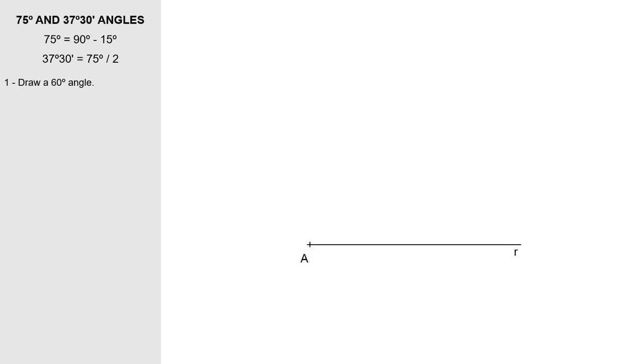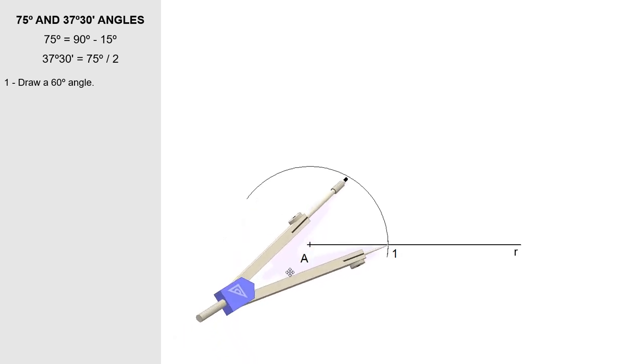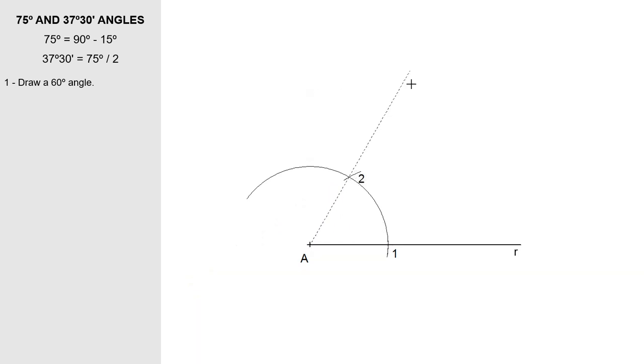In order to draw the 75° angle, we will begin by finding the 60° and the 90° angles. Using point A and the radius we want, we draw an arc that meets semi-straight line R at this point 1. Using point 1 as center and the same radius, we draw an arc that meets the former one at this point 2, getting the 60° angle.